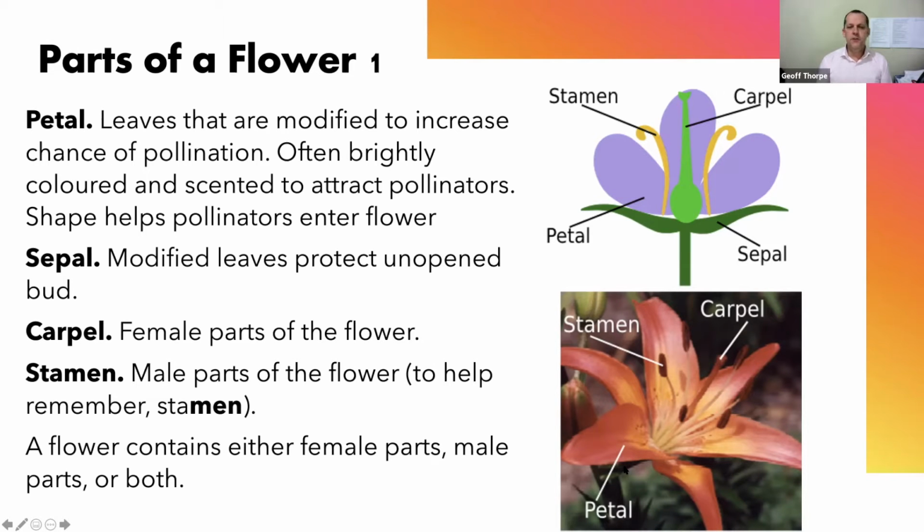Now, the carpel is the female parts of the flower, and the stamen is the male parts of a flower. So it's not simply that there are male flowers and different female flowers. Often flowers have both male and female parts. To help you remember, stamen has men in it. So stamen is the male part, carpel is the female part. Depending on the type of flower, it could be only female, only male, or often both.